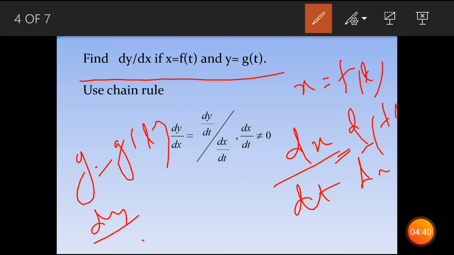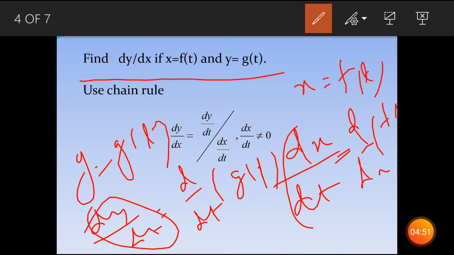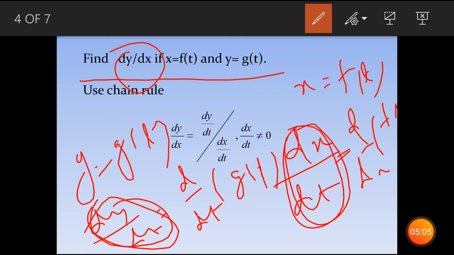dy upon dt we can find out, and that will be d over dt of g(t). So what is happening is that we can find out dy upon dt and we can find out dx upon dt. But the question is to find the differentiation with respect to x, not with respect to t. So in this case, how are we going to solve? We are going to use both these values and divide this value by this value.